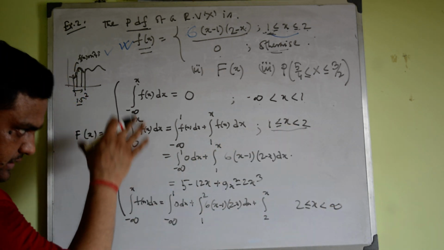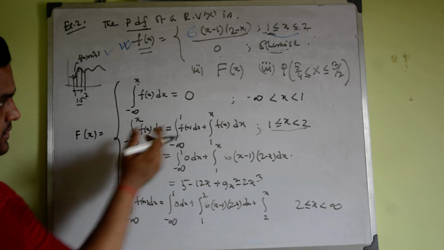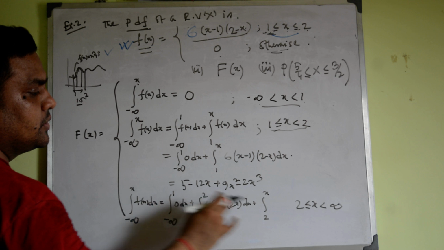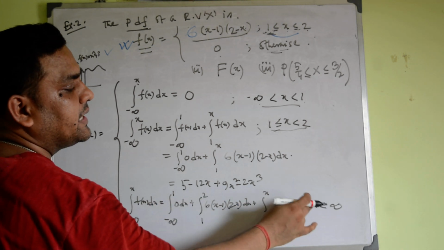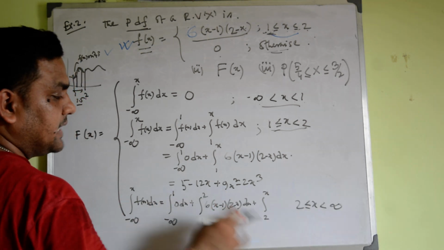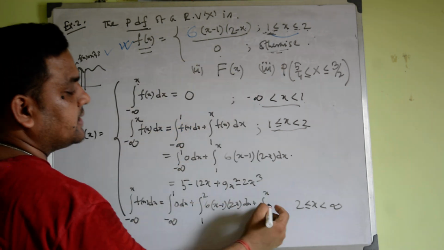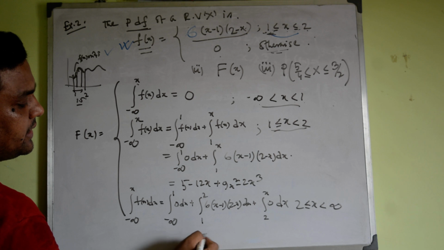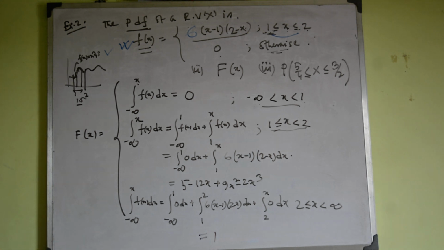When you calculate 2 to infinity, you just write down the previous intervals, minus infinity to 1, 1 to 2, and finally 2 to x, where x lies between 2 and infinity. In that case, 2 to x means the otherwise condition, so here you put 0 into dx. If you calculate it, you must get 1. If you don't get 1, that means your calculation is wrong.